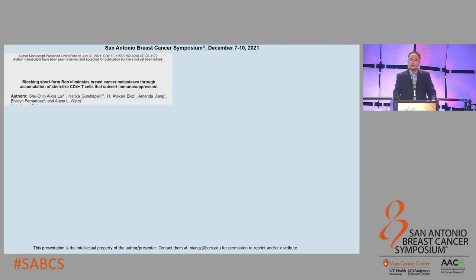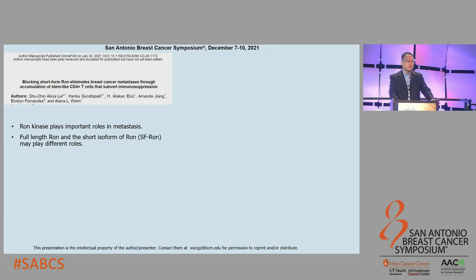The first paper we're going to discuss in this section is coming from Dr. Lana Welm's group. Dr. Welm's group has done a series of work in the past characterizing the RON kinase's role in metastasis. And RON kinase really exists in multiple isoforms. There's a full length and there's a short isoform. In this particular study, Dr. Welm's group showed that knockout of the short form RON can significantly reduce lung metastasis in preclinical models.